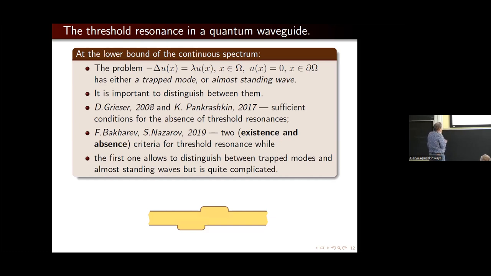By Daniel Grieser and Konstantin Pankrashkin, sufficient conditions for the absence of threshold resonance were derived. And Fyodor Bakharev and I derived two criteria: existence and absence of threshold resonance. Of course, both criteria prove existence or absence. But one is useful to prove the absence, and the other, the first one, allows us to distinguish between trapped modes and an almost standing wave. This is very important, but it's a very complicated object. It's a fictitious scattering operator which is responsible for this distinction. Moreover, it exists only for the Dirichlet Laplacian.